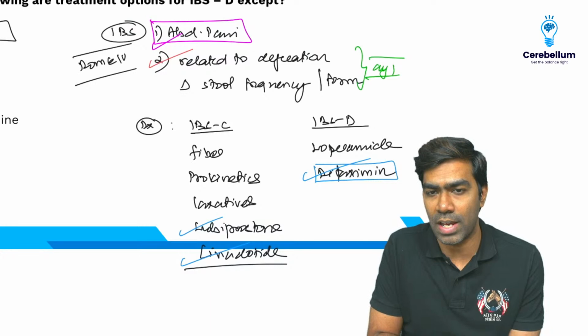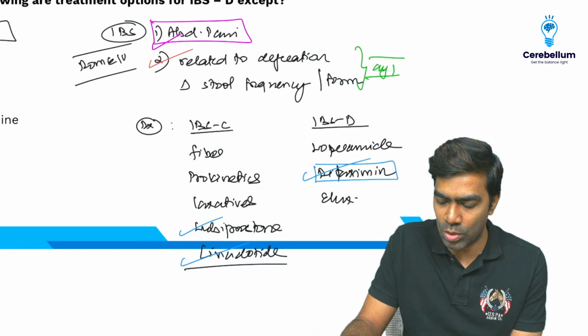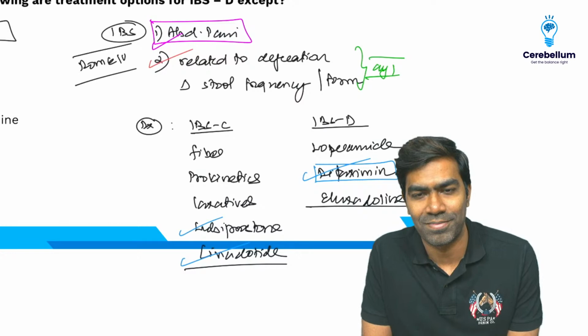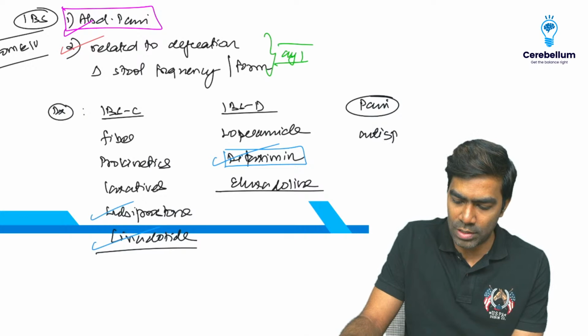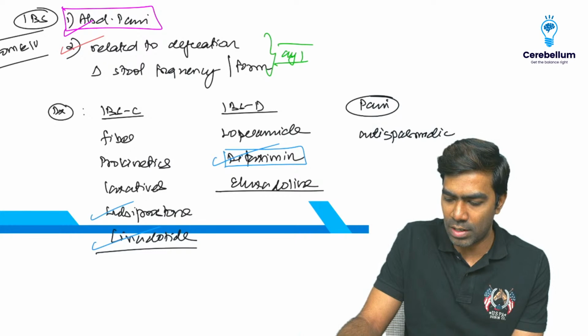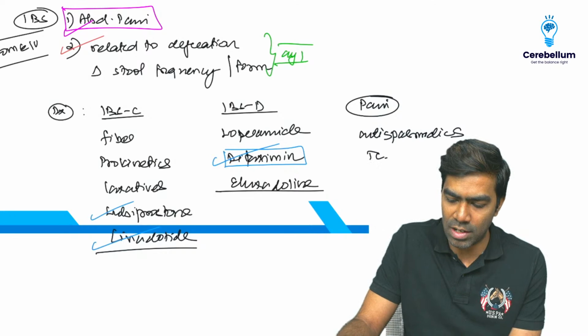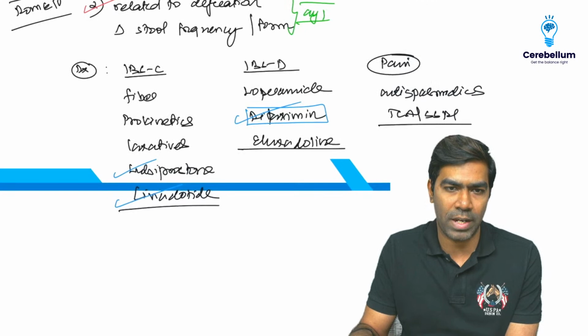And there's another drug called eluxadoline. People are going to ask, what is the mechanism of action of eluxadoline? Okay, so these are the options for IBS-D. If it's the pain type, where we want to reduce pain predominantly, you can use antispasmodics like hyoscine, dicyclomine. Currently we use a drug called mebeverine very commonly in practice, but antispasmodics can be tried, and other drugs like TCAs and SSRIs can be tried as well. So these are the treatment options for IBS of pain type.